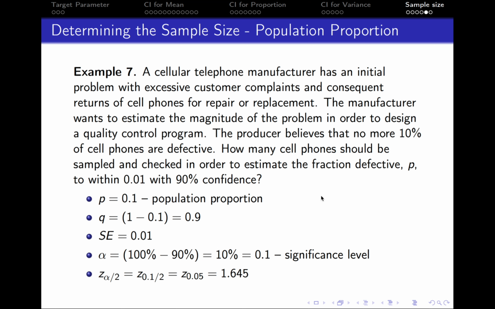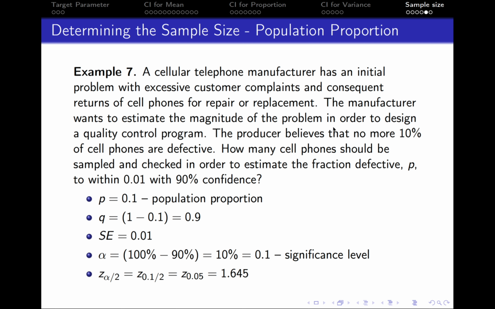So let's have a look at the example. So for example, a cell telephone manufacturer has an initial problem with excessive customer complaints and consequent returns of cell phones for repair or replacement. The manufacturer wants to estimate the magnitude of the problem in order to design a quality control program. The producer believes that no more than 10% of cell phones are defective. How many cell phones should be sampled and checked in order to estimate the fraction defective to within 0.01 with 90% confidence interval? So using this description, the following information can be obtained.